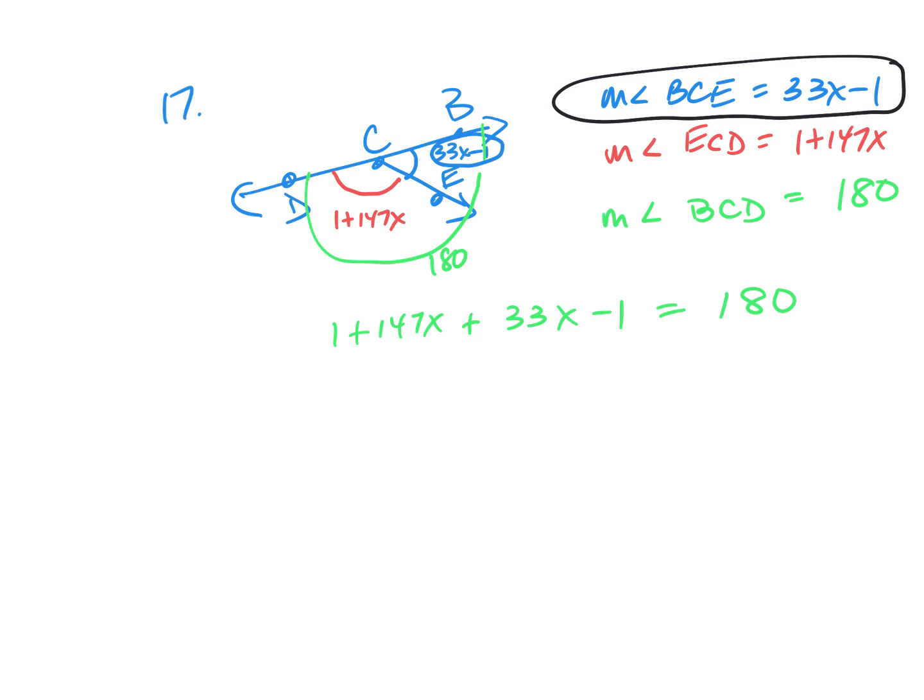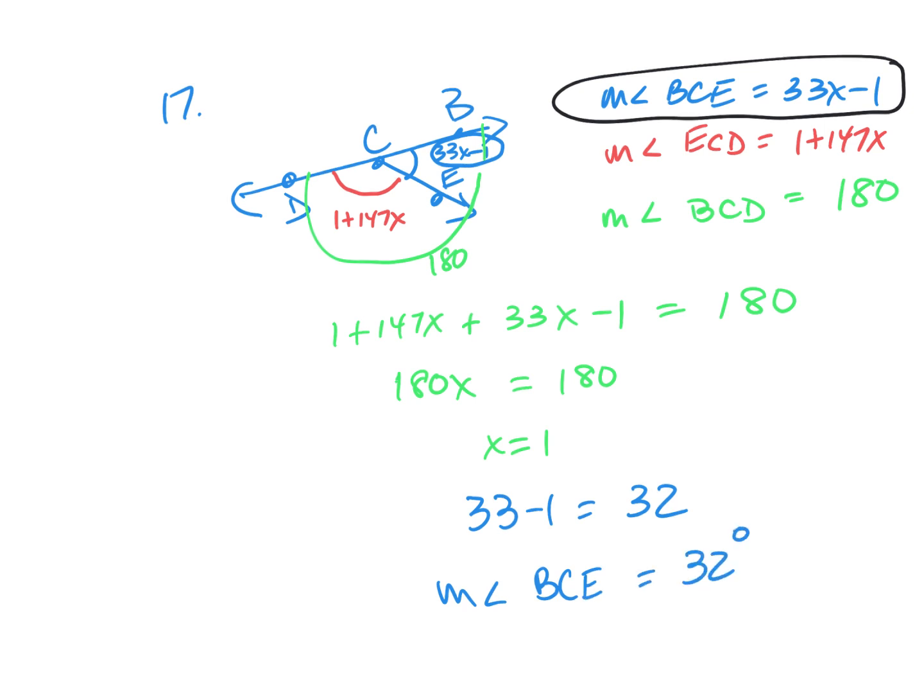And that is 180X equals 180, because the ones bite the dust, and 147 plus 33 is 180. So X equals 1. But they want us to plug it back into that blue guy. So it's going to be 33 minus 1 equals 32. The measurement of angle BCE equals 32 degrees. Plug in the X, this would be 148. This would be 32. And 32 plus 148 equals 180.